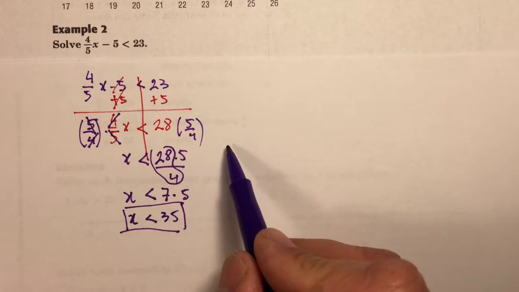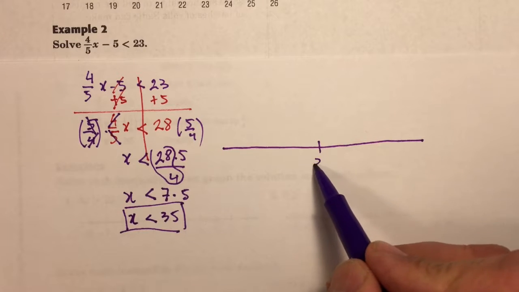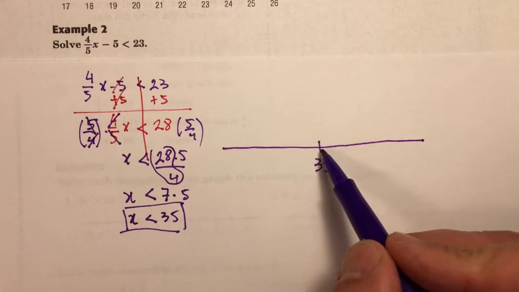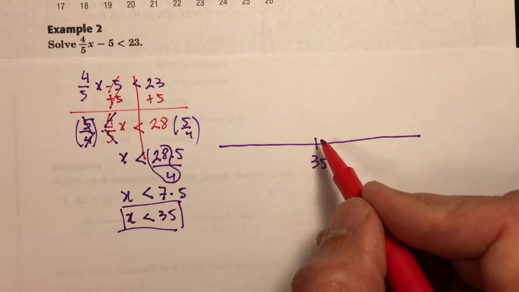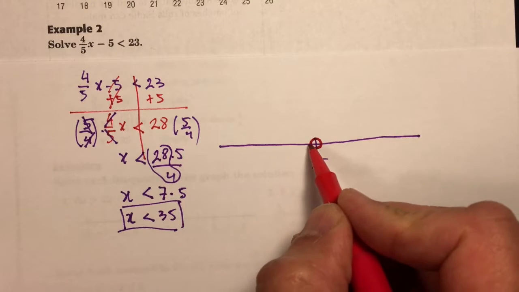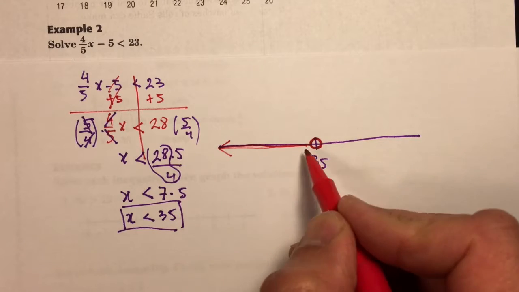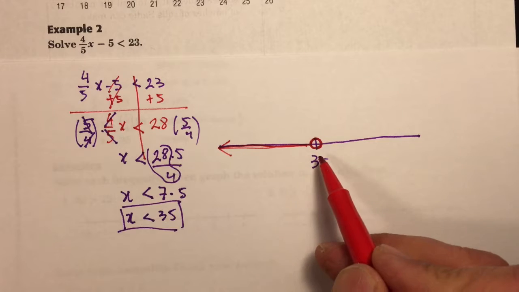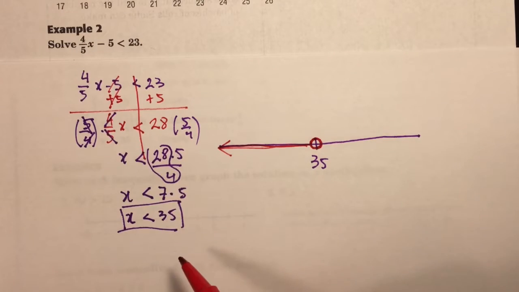So now I'm going to draw it. I'm going to do the line here. I'm going to put 35 here. And x needs to be smaller than 35. Can it be 35? No. So instead of doing a dot and painting inside, this is a hollow ball, and the arrow points to the left, because everything that is smaller than 35, meaning to the left of 35, is going to satisfy this inequality.